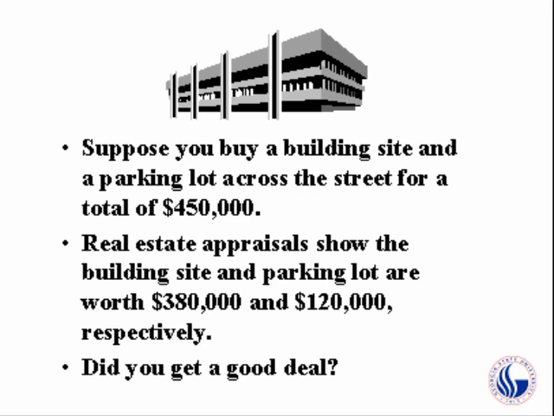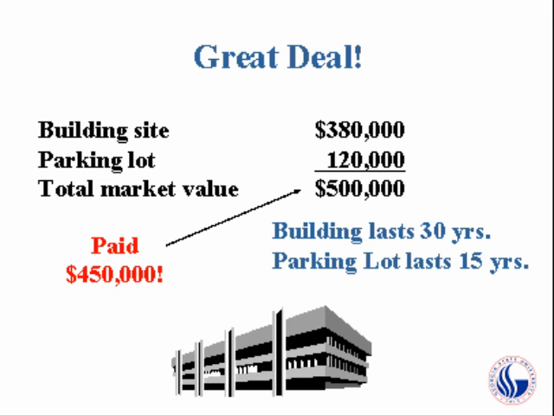Here's the situation where you have one invoice and two assets. You paid $450,000 for a building site and a parking lot. Individually, they were appraised at $380,000 and $120,000. Ooh, you got a good deal, didn't you? So how do you spread that $450,000 to the two assets?